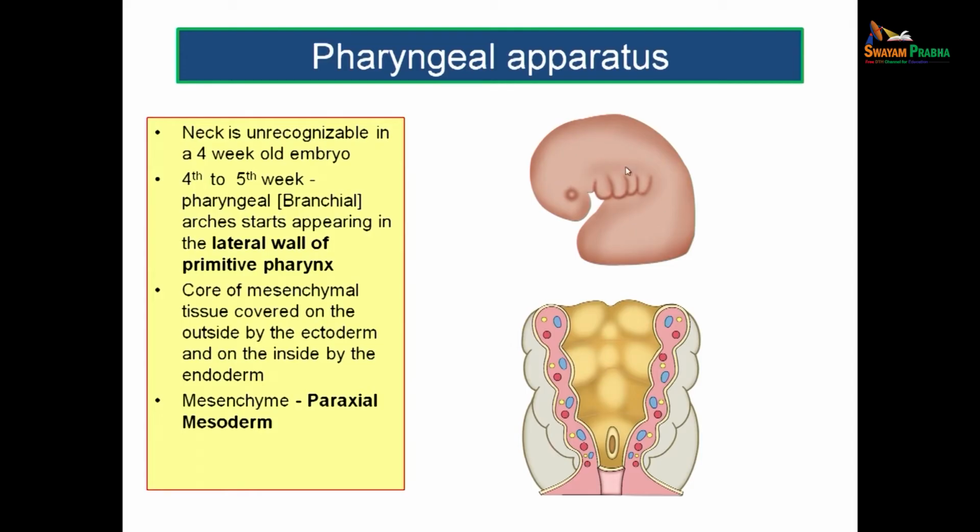The outside will be made up of ectoderm. The inner aspect is the primitive pharynx, so the lining of the pharynx will be endoderm. If you take these arches, you can see that the core is made up of mesenchymal tissue, the outer aspect is covered by ectoderm and the inner aspect is lined by endoderm. And what about the mesenchymal portion? Which mesoderm do you have here? This is the paraxial mesoderm which you get in the mesenchymal portion.